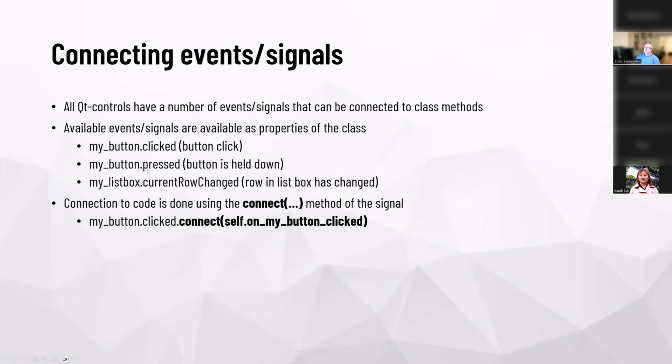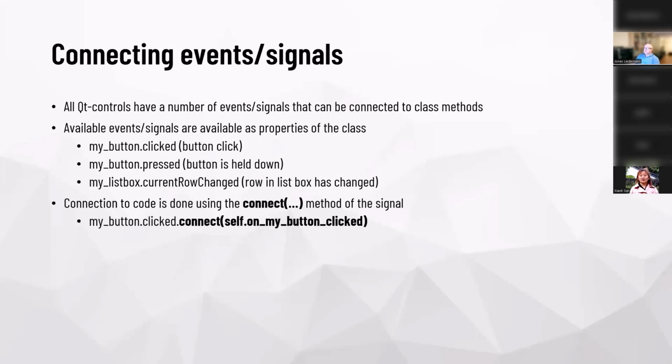There's also an event called pressed, and that is if the button is held down on a button. So if you continue holding the mouse button down, the pressed event will be called. And then, for example, if you have a list box, there could be other signals, for example, current row change, that is a signal that is sent when the user selects a different row in the list box.